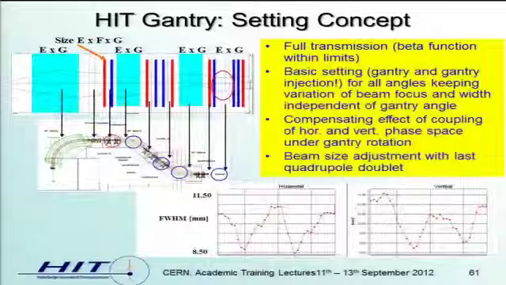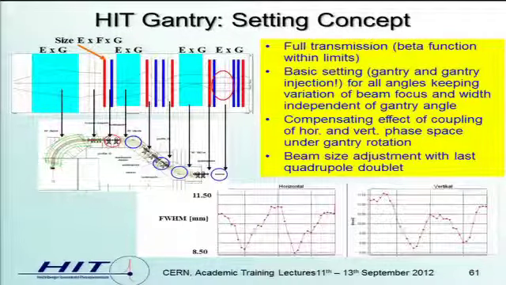Okay, the gantry setting, the optics for that is a delicate thing. So we have done that in the last 2 years and the last months intensely. So clearly you want to have a full transmission, so the beta functions have to stay within the limits.